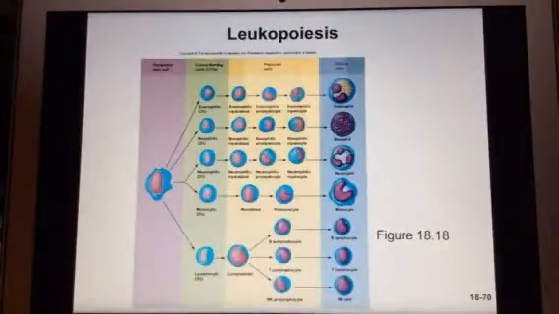And there's the production of each type, what those intermediate precursor cells look like. I'm really not picky that you memorize the names of all those precursor cells. That's kind of a lot going on. Just realize that a blast is usually the suffix for a precursor cell. But then you should be able to identify the types of mature white blood cells.